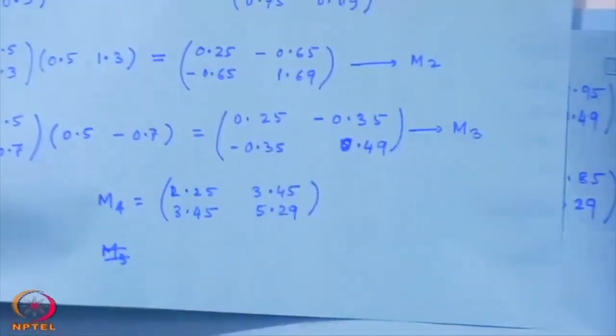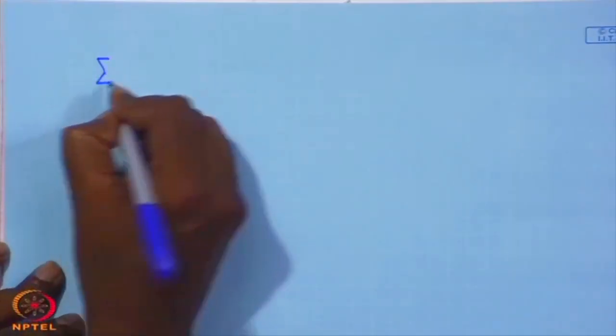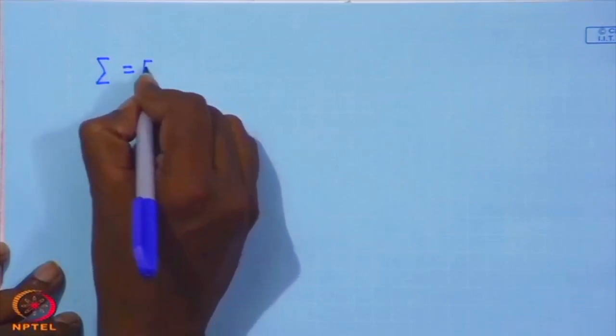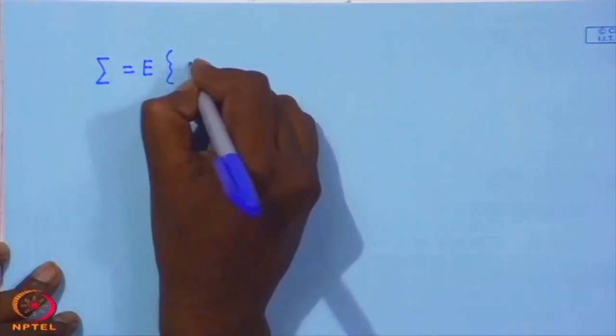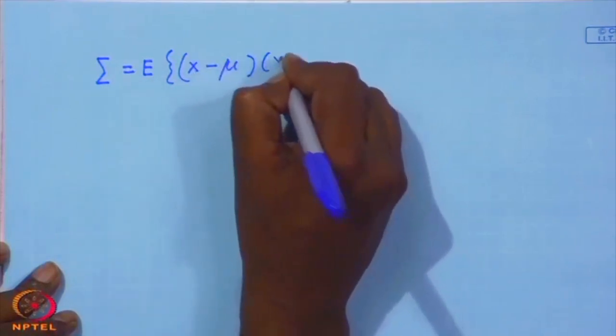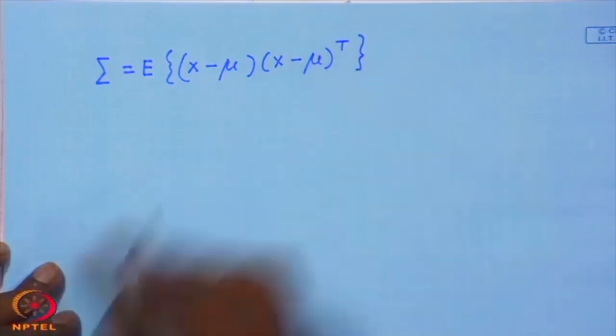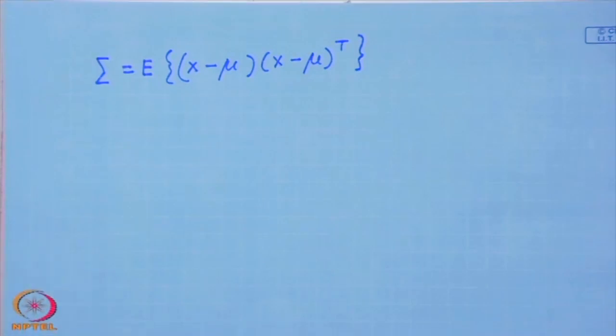Now, out of these 10 matrices, when I combine them, I add them and divide by the number of matrices that I have. What I get is the expectation value. So, as per our definition, the covariance matrix sigma is equal to the expectation value of x minus mu into x minus mu transpose, and over here, because we have 10 different vectors.